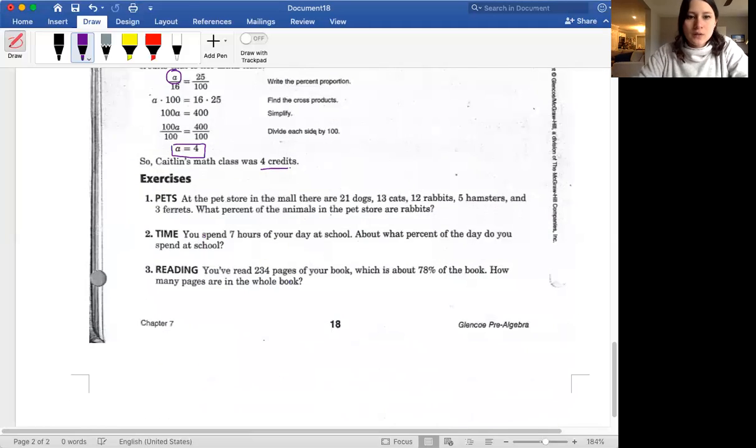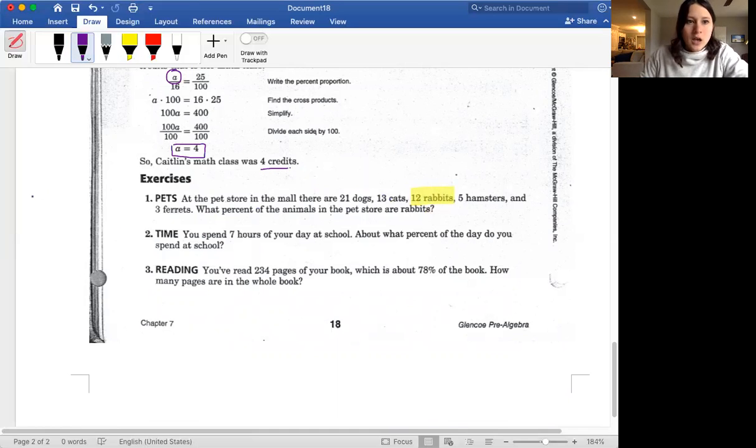So let's work a few of these out. At the pet store in the mall, there are 21 dogs, 13 cats, 12 rabbits, 5 hamsters, and 3 ferrets. Okay, there's a lot of animals. So we need to add them all up to find the total. And then it says what percent of the animals in the pet store are rabbits. And so there's 12 rabbits. So I know the part is my rabbits here.